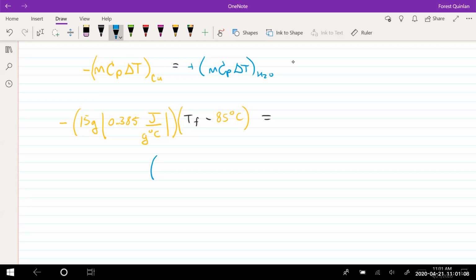Now, what's the mass of my water? 50 grams. And how did you do that? 50 milliliters times 1 gram per milliliter. That's right. So I'm just going to double check that so that everyone realizes that it is 1 gram per mil for water. And its heat capacity is 4.186 joules per gram degrees Celsius. And that is still going to be the final temperature minus the initial, which we said was 25 degrees Celsius.